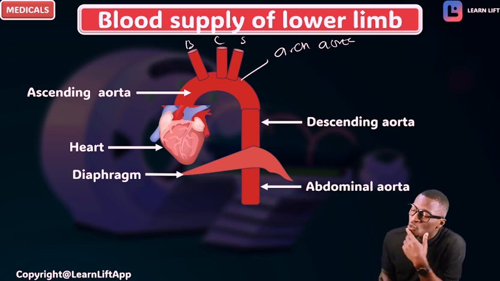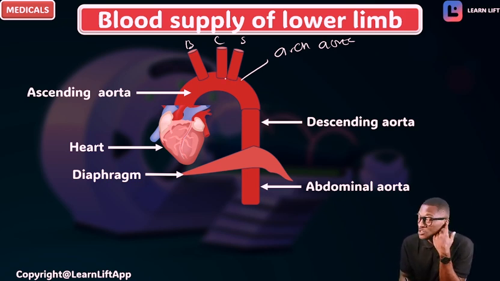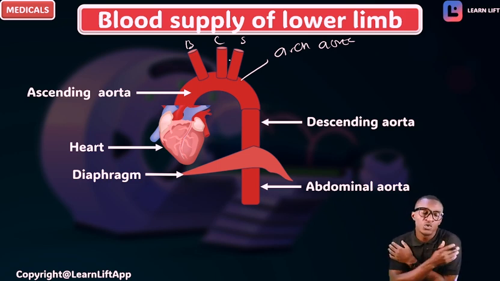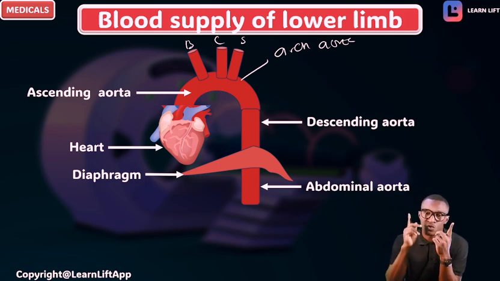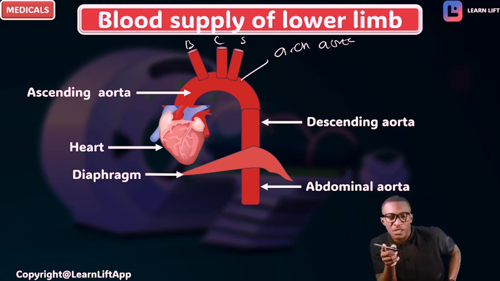Everybody look at it. We said that the blood starts from the heart, and it moves to become the ascending aorta. From the ascending aorta, we said it's called the arch of aorta, which is going to give rise to 3 branches going upward. The BCS going to the right and the left arm, and going to the brain. At the diaphragm, the descending aorta becomes the abdominal aorta.